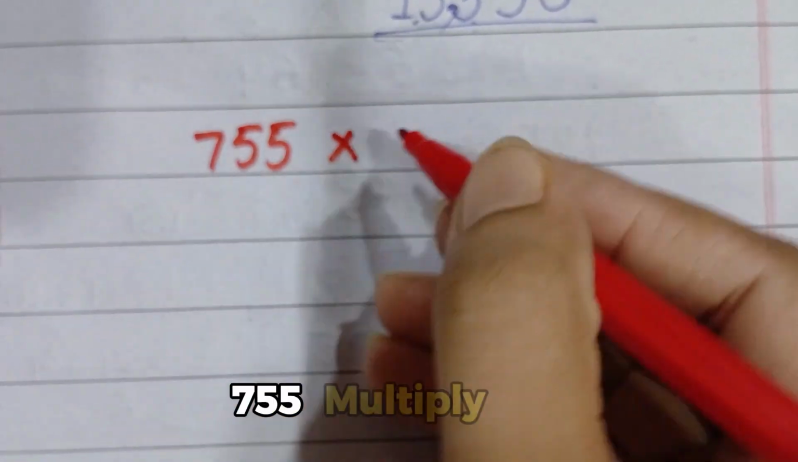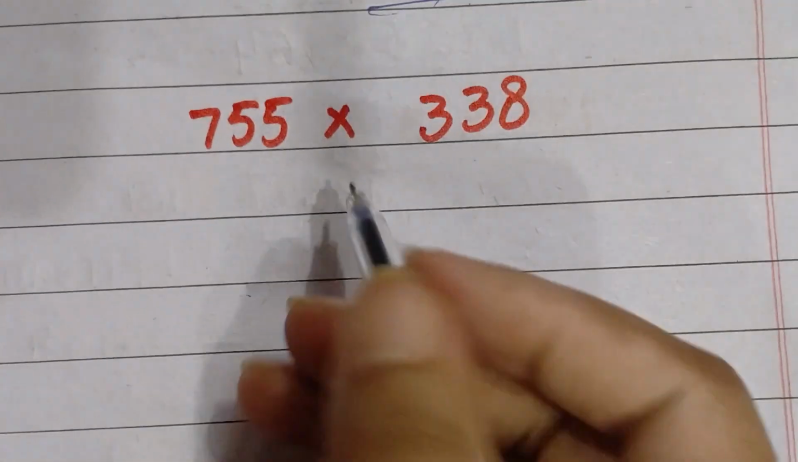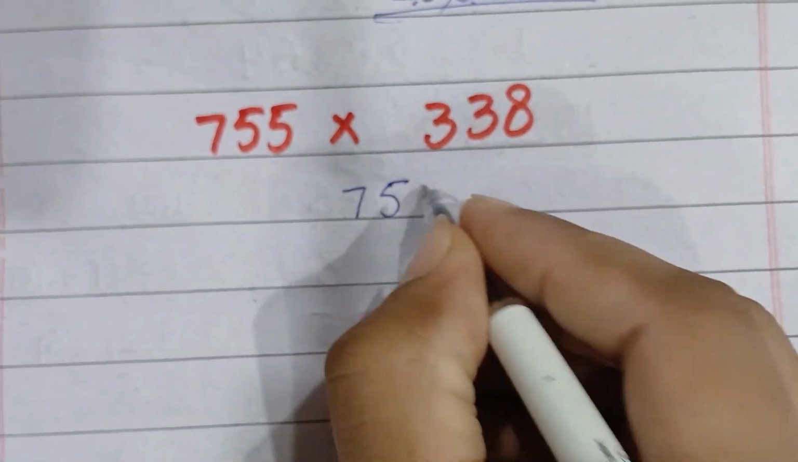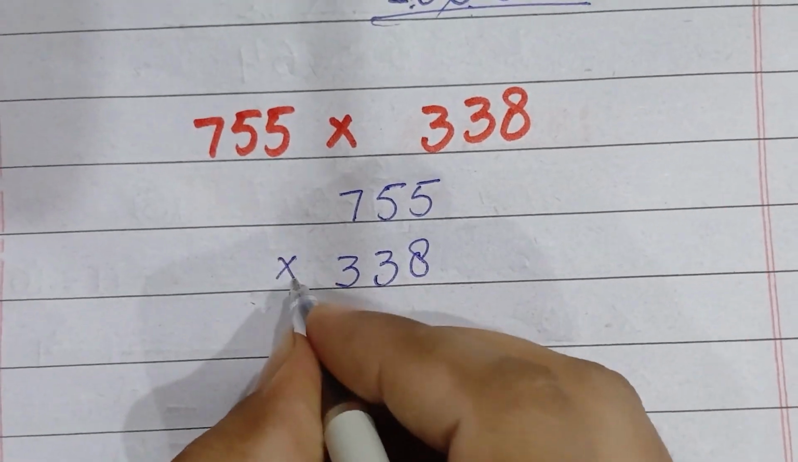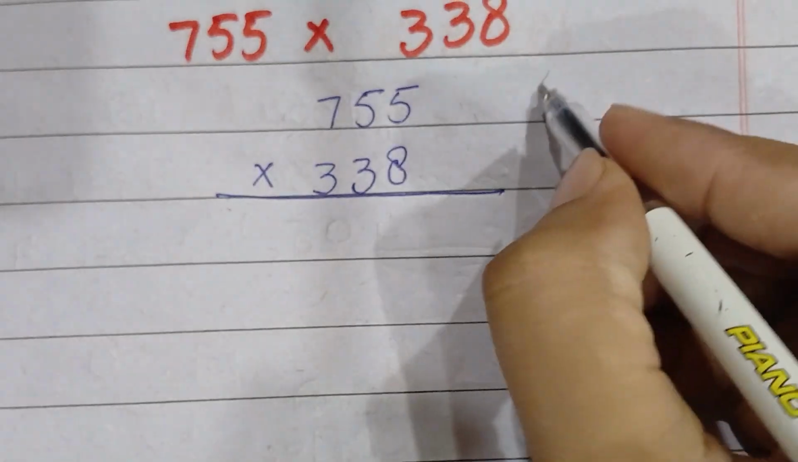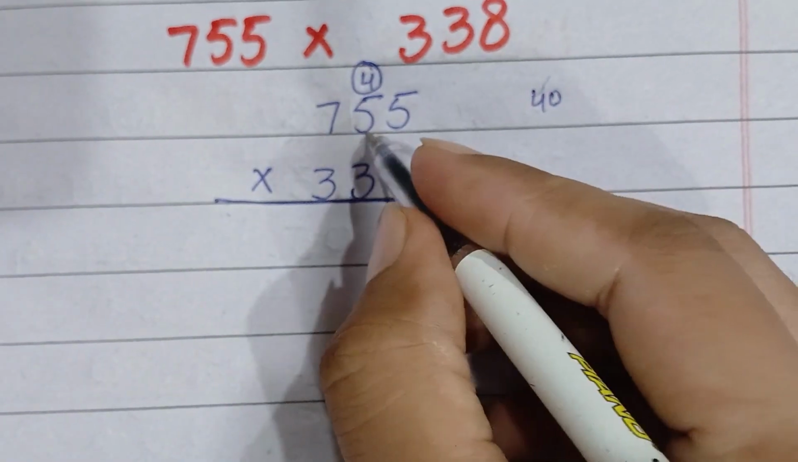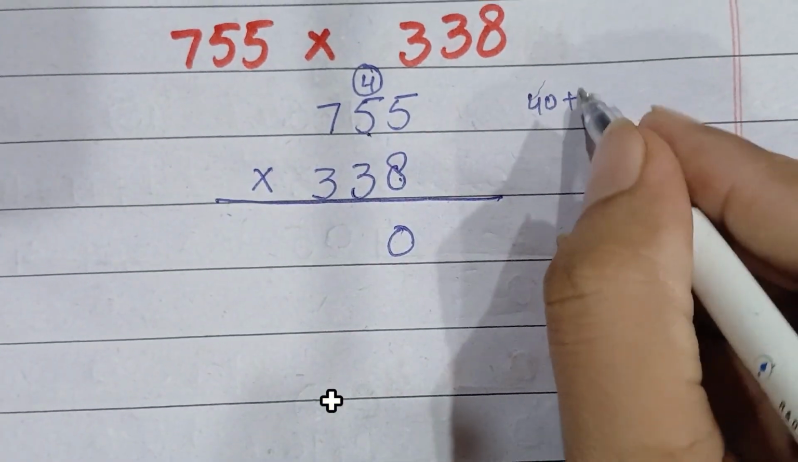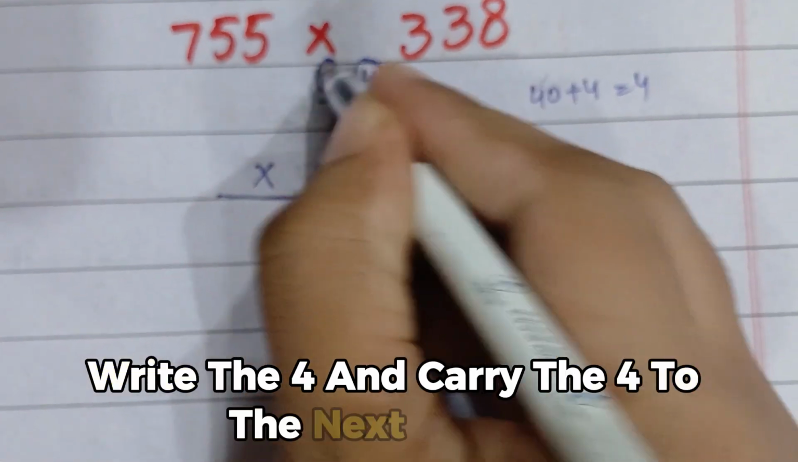755 multiply 338. First, stack these numbers, 755 multiply 338, write the multiply symbol, draw the answer line. First, 8 times 5 is 40, write the 0 and carry the 4. 8 times 5 is also 40, add the 4, becomes 44. Write the 4 and carry the 4 to the next column.